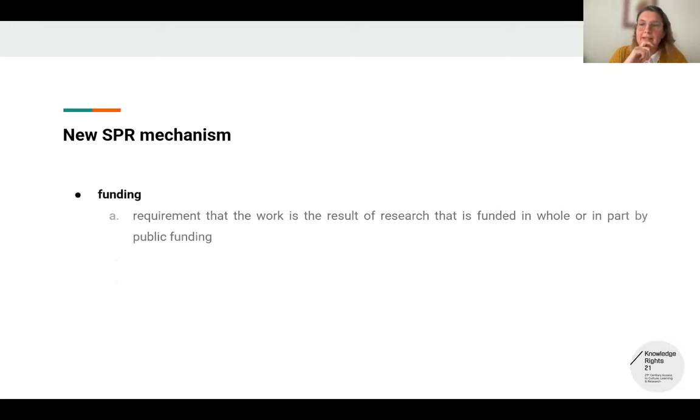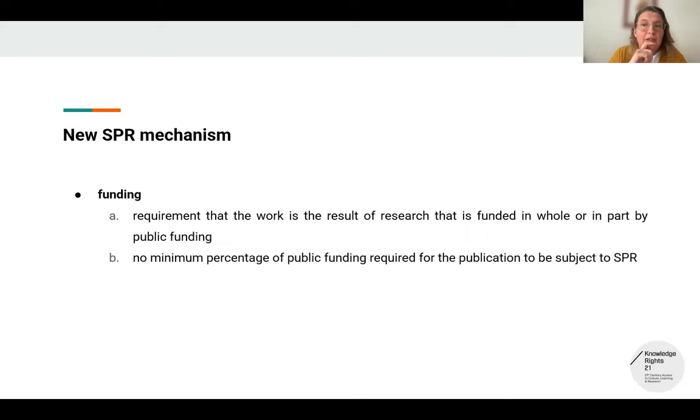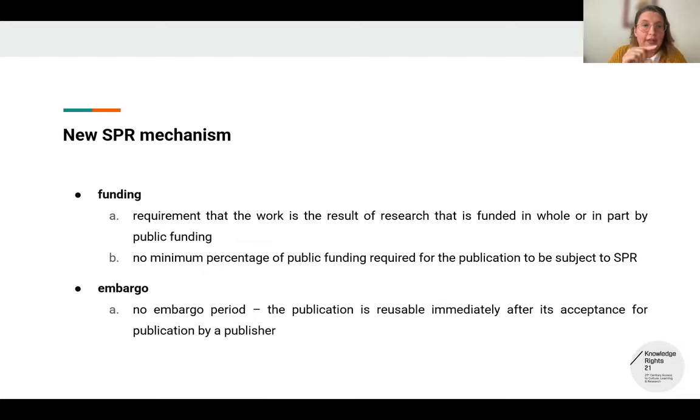In order for the mechanism to be applicable, Article 60, paragraph 2 requires that the work is the result of research that is funded in whole or in part by public funding. There is, however, no mention of a minimum percentage of public funding required for the publication to be subject to SPR. There is also no embargo period. The publication is accessible immediately after its acceptance for publication by a publisher.